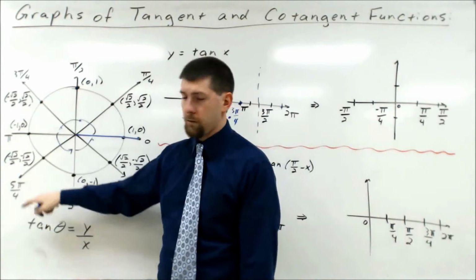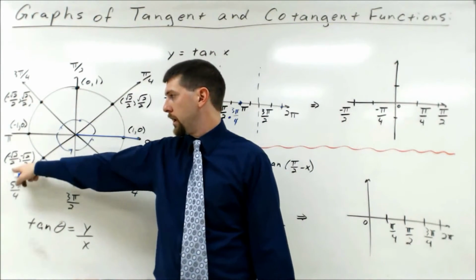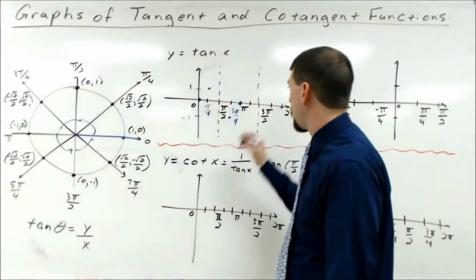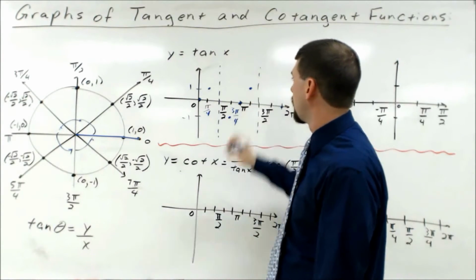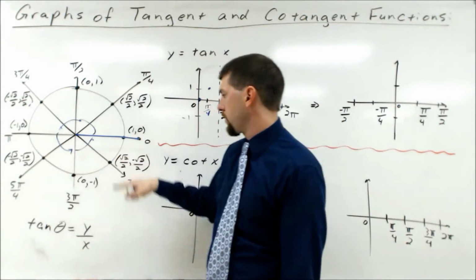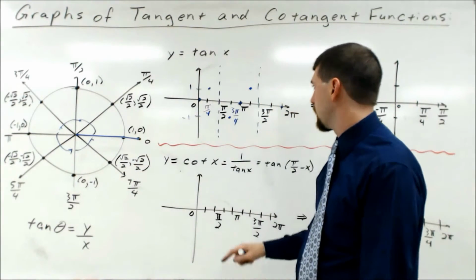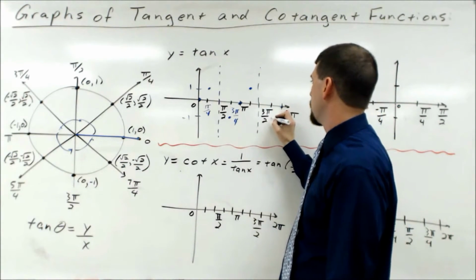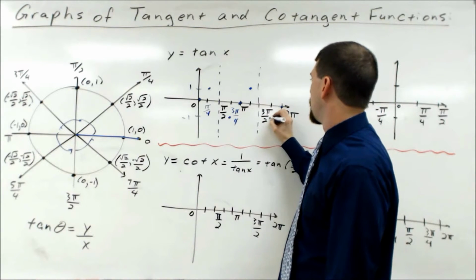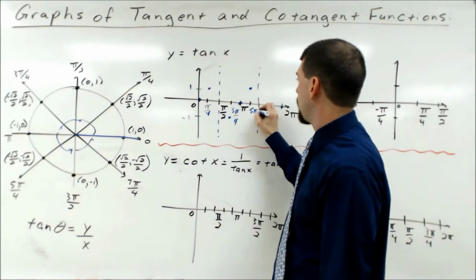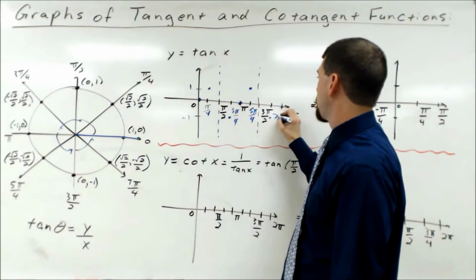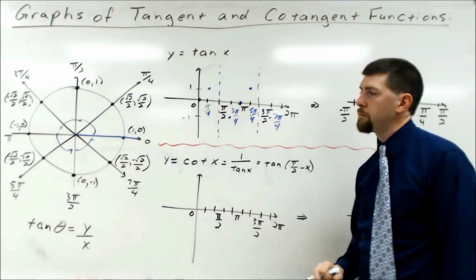And then we keep coming on around to 5 pi over 4. Negative x and negative y gives me a positive 1 again. On around to 7 pi over 4. Negative y over positive x is going to give me a negative 1 again. So I can see 5 pi over 4 and 7 pi over 4. So we get a whole lot of points in here.